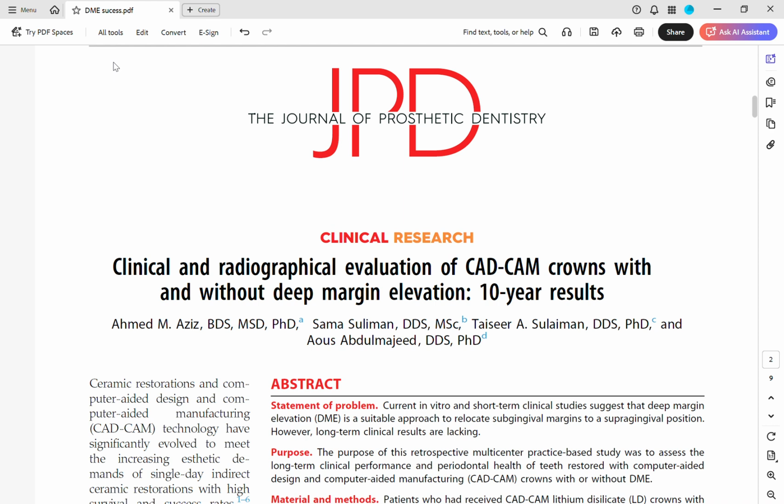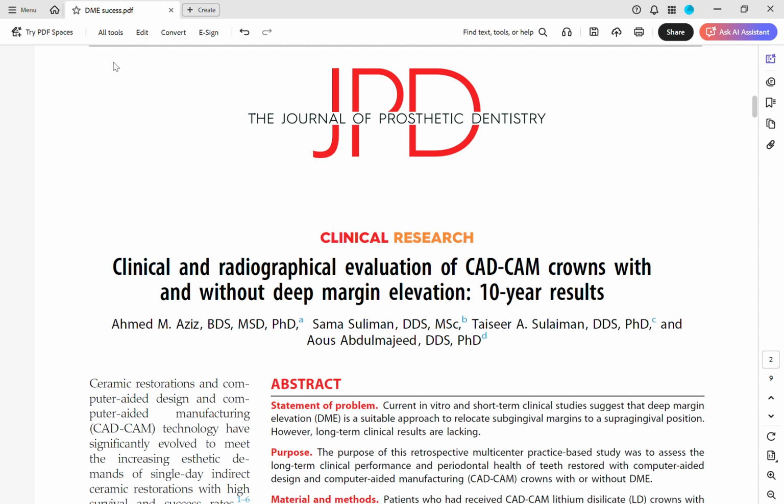So my opinion about this article: it has a good sample size with an excellent follow-up period, which is 10 years. And they collected the information from 7 private practices, which is also good for the generalizability of these results. However, this article is retrospective in nature, and the deep margin elevation was performed by an experienced prosthodontist, which may lead to a change in the outcome if it is performed by a less experienced clinician.